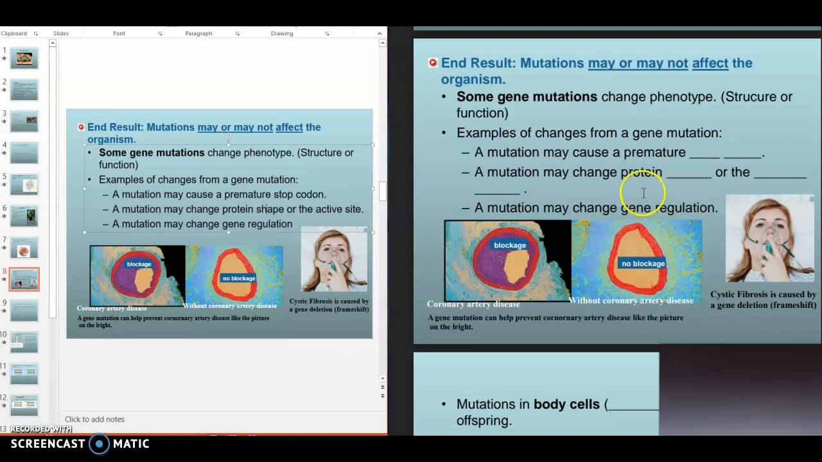Okay. So that's protein shape and or active site. Think of it as you have a lock in a door. If you change the lock without changing the key, is the key going to work? And the answer is no. Okay, your chances of that key working are pretty slim. And the last one here is a change in gene regulation. Again, the gene regulation is kind of like the light switch to your lights.